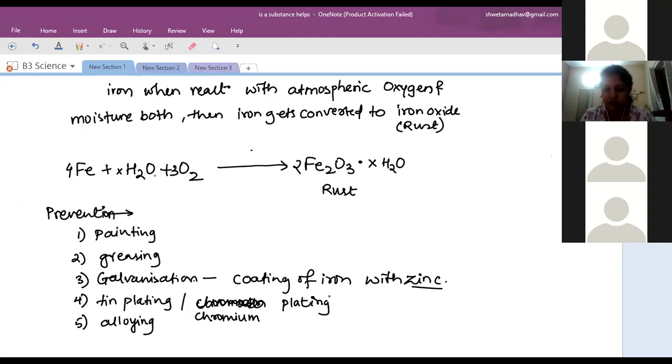It's clear? Yes, ma'am. Ma'am, if there is a small scratch on these platings of tin or chromium, the whole iron starts rusting, right? No. Okay, next. Now here is the question. If there is a zinc-plated galvanized iron article, and due to scratching one of the layers of zinc is removed, then also iron won't undergo rusting.